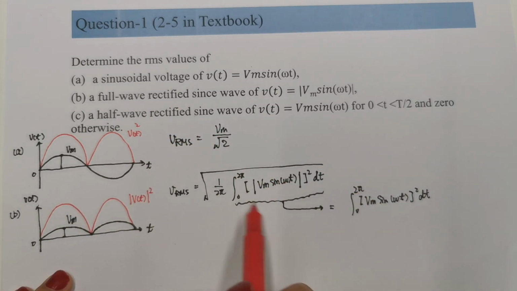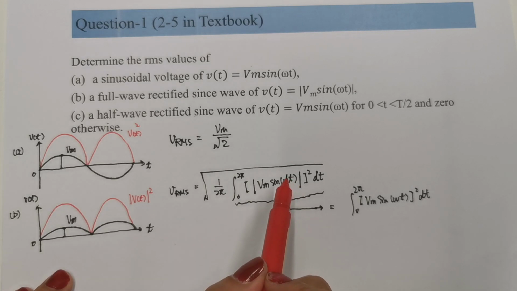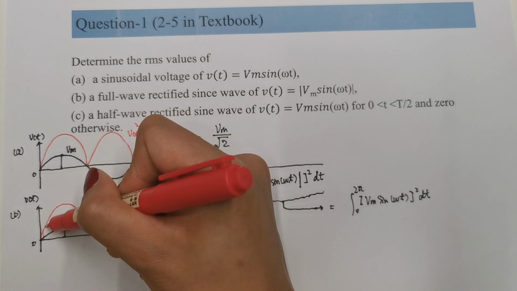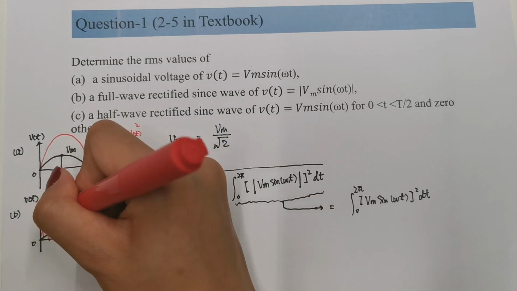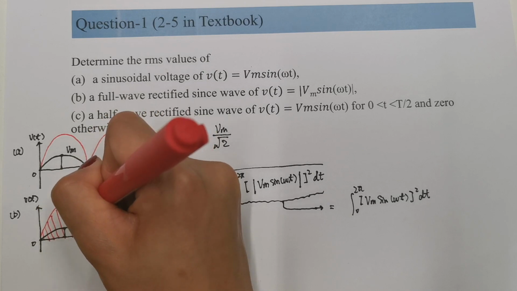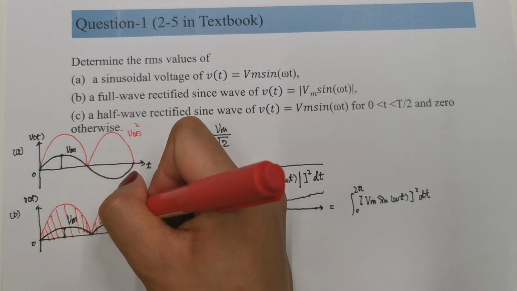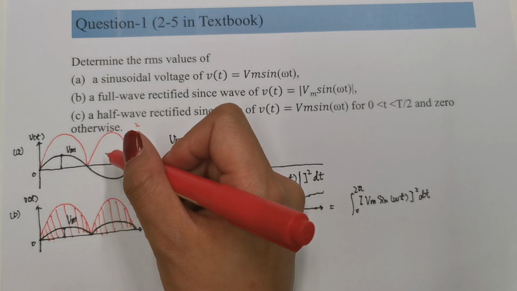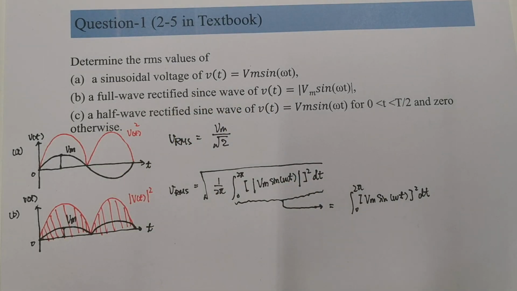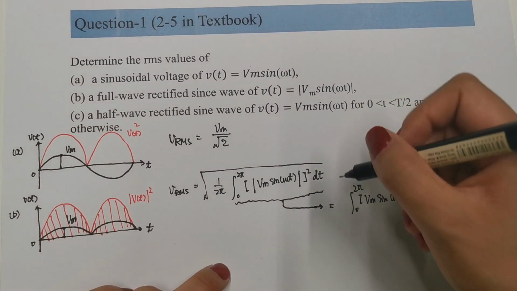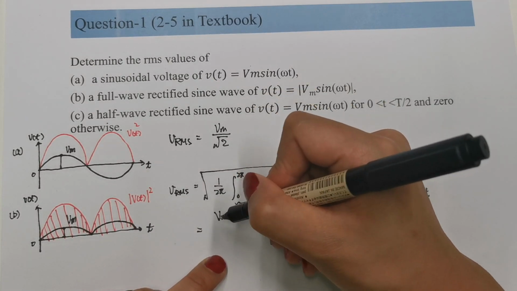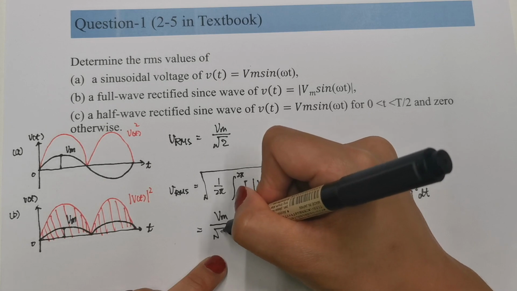To integrate this part is actually to find the area under the squared value, which is exactly the same as our first question. So the RMS value of the full-wave rectified sine wave is equal to Vm divided by the square root of 2.